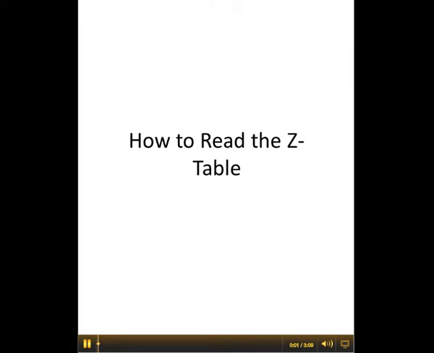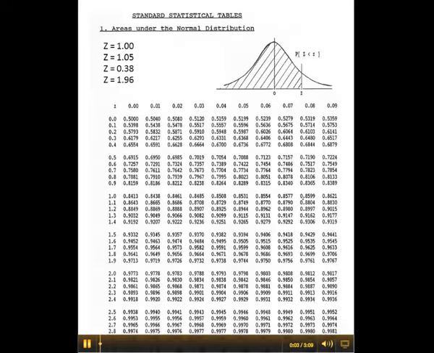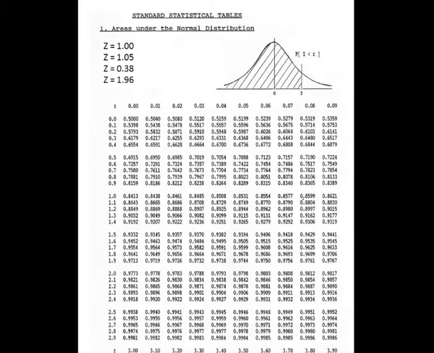How to read the Z table. So we're just going to take a quick look at a sample Z table and see how we would go about reading this. This is a cumulative Z table, and you need to make sure you're using a cumulative Z table. If you look up top, there's always a little picture of the normal curve, and it's shaded. You want to make sure it's shaded essentially from negative infinity up to whatever Z value you have.